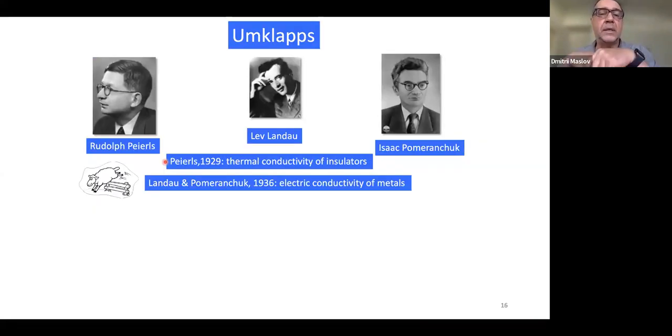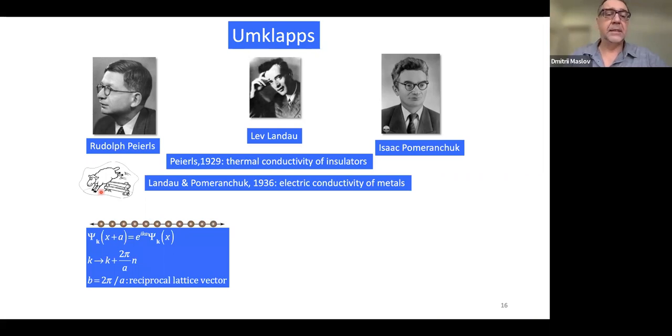And so, as the first condition, I mentioned umklapps. Umklapp is a notion which was introduced by Peierls when analyzing the thermal conductivity of insulators, and then later on, Landau and Pomeranchuk introduced it into electron transport. And the word literally means flipping over in German. So we have electrons on a lattice. The momentum is not a good quantum number.